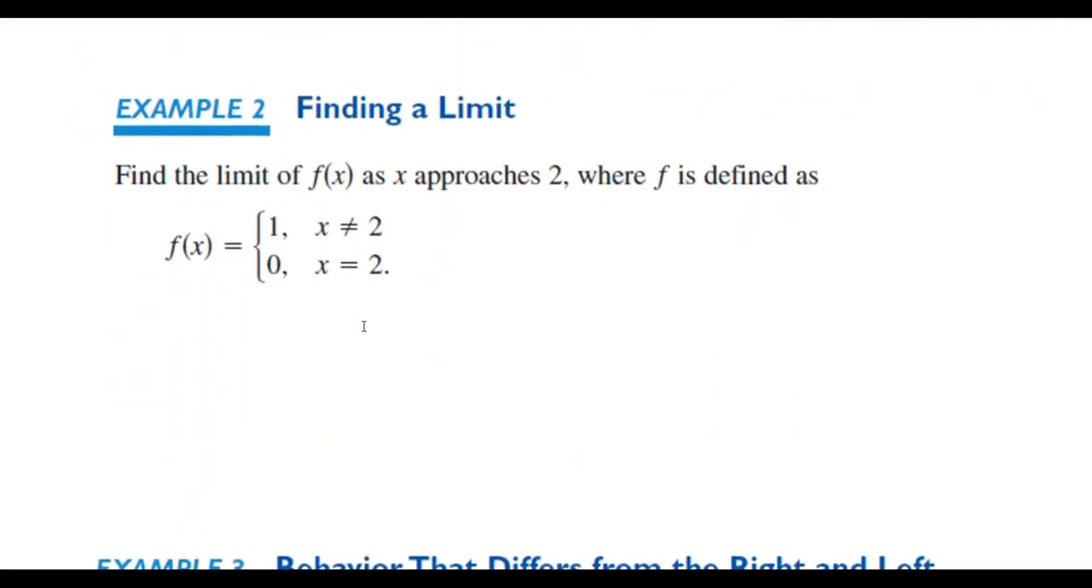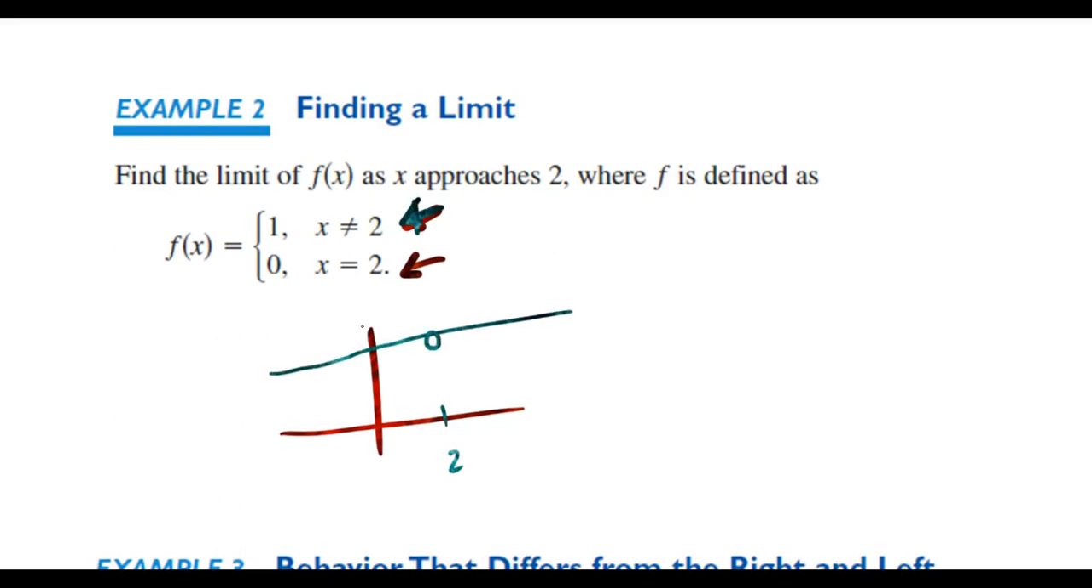So for this one, we've got to find the limit of f of x as x approaches 2, where we have this piecewise function. What we get with this piecewise function is, for this part of our domain, our function evaluated at 1, and for this part of our domain, which is a very small part of our domain, our function is evaluated at 0. So a quick sketch, just to see what we're looking at: for x not equal to 2, our function is 1, except at 2. And at 2, our function is going to be evaluated at 0. So that is what our function looks like.